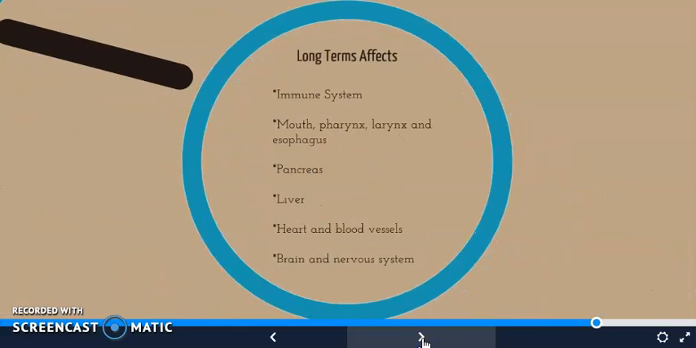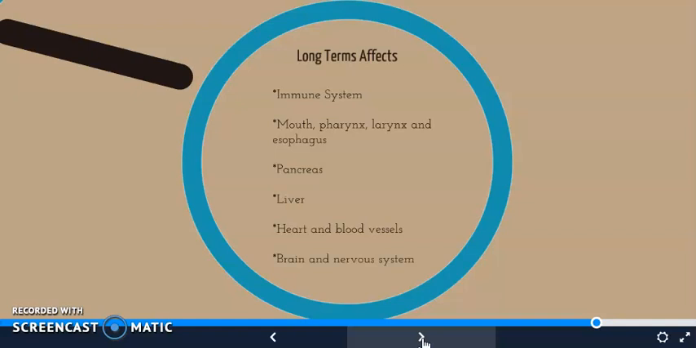Long-term effects. Immune system. The immune system contains cells and organs that fight disease. Drinking alcohol suppresses the immune system, weakening its ability to fight infection and increasing the risk of infectious diseases. Drinking alcohol also increases the risk of developing cancer. Mouth, pharynx, larynx, and esophagus. Drinking alcohol causes changes in the cells that line the mouth, pharynx, larynx, and esophagus. There is an increased risk of developing cancer in these organs.